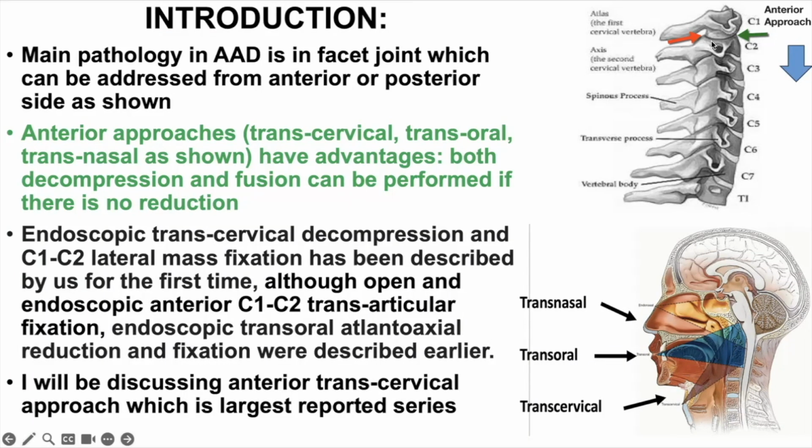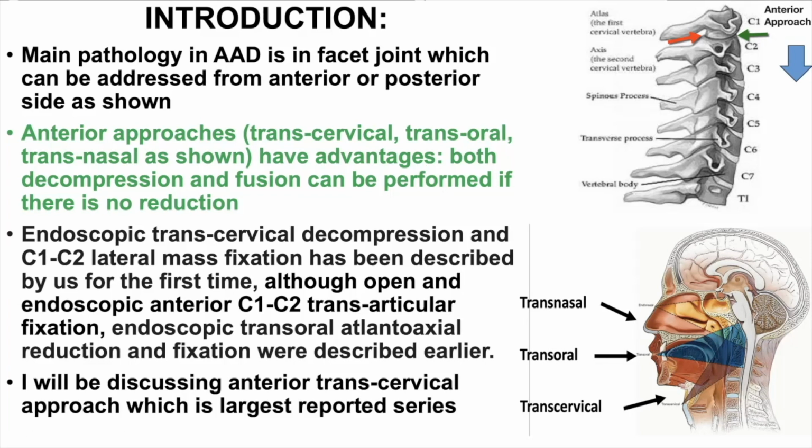as shown. This is the facet joint, so this can be approached either from the posterior side or from the anterior side. Anterior approaches such as the transcervical, transoral or transnasal approach, as shown here, have the advantage that both decompression and fusion can be performed if the pathology is not reduced.